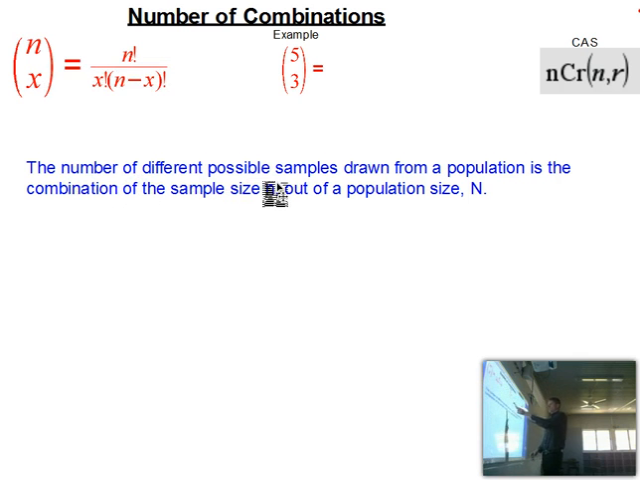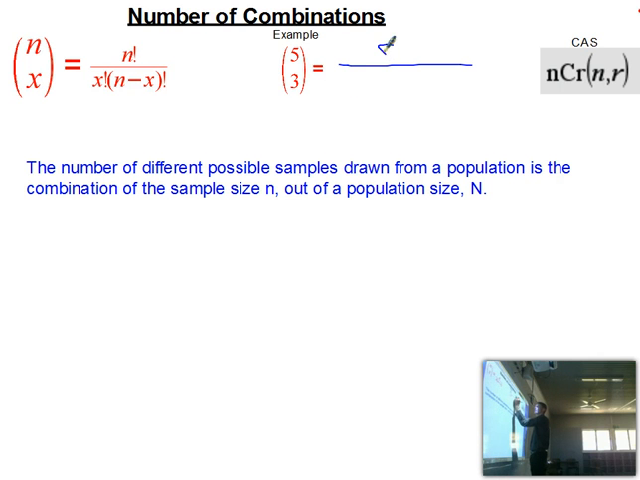So the number of combinations is if we've got the different possible samples drawn from a population. Okay, if we've got a population of, say, n amount, then the number of combinations of groups of size x out of n is given by this rule. So in this case, 5 things in total. How many different ways can we select 3 out of 5? All right, so let's do an example of how we can apply our combinations rule.